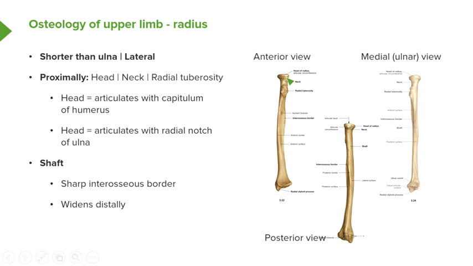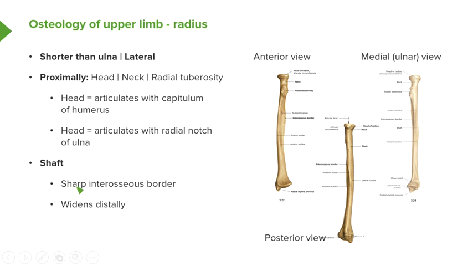So the head of the radius here is going to articulate with the capitulum of the humerus, and then the head of the radius also articulates with the radial notch of the ulna. So we can see the head here. We can see the head on this posterior view and also on this medial or the ulnar view of the radius.